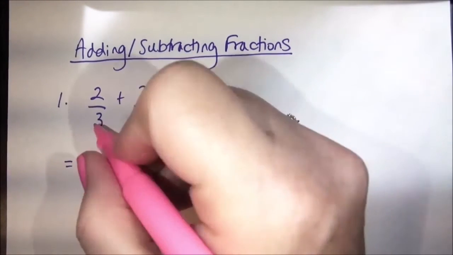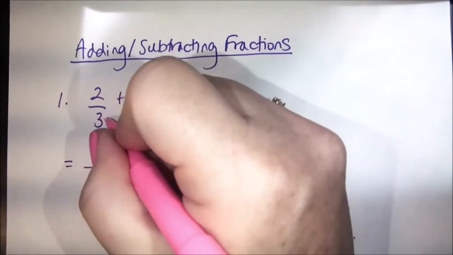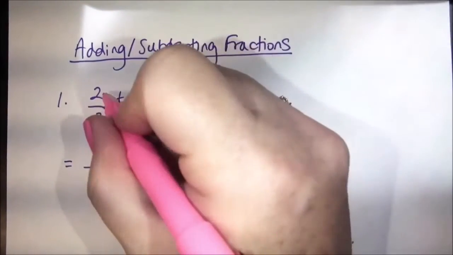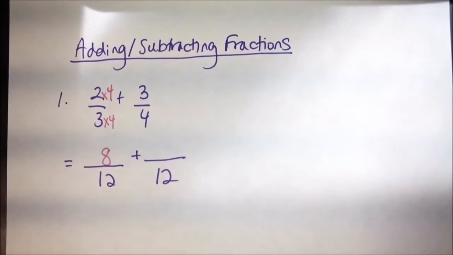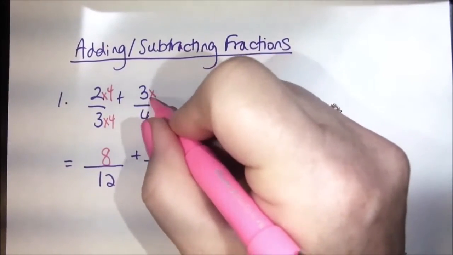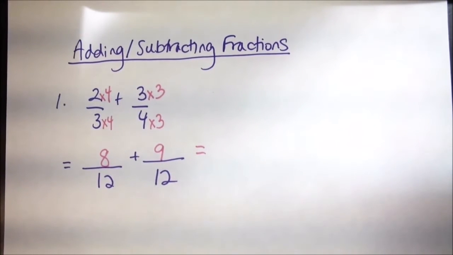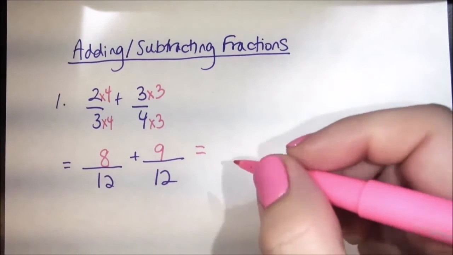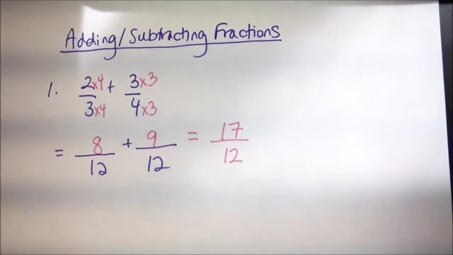Then we have to ask what number we multiply this 3 by to get to this 12. 3 times 4 is 12, so we do the top times 4. 2 times 4 is 8. Here we've got 4 times what is 12, so 4 times 3. So 3 times 3 is 9. Since they're both over 12, now we can add the numerators, the tops. 9 and 8 add up to 17, and the bottom stays the same: 17 twelfths.